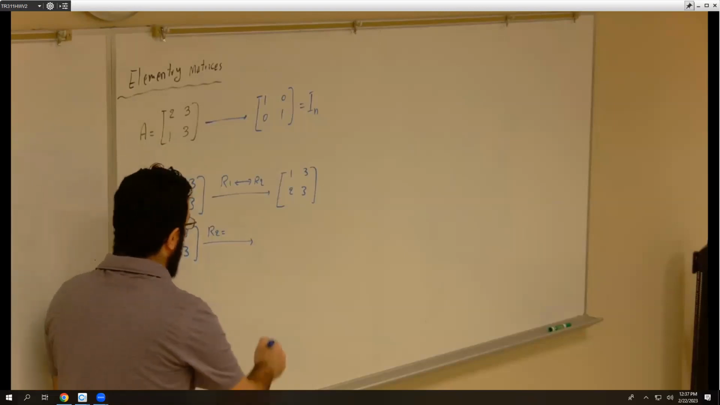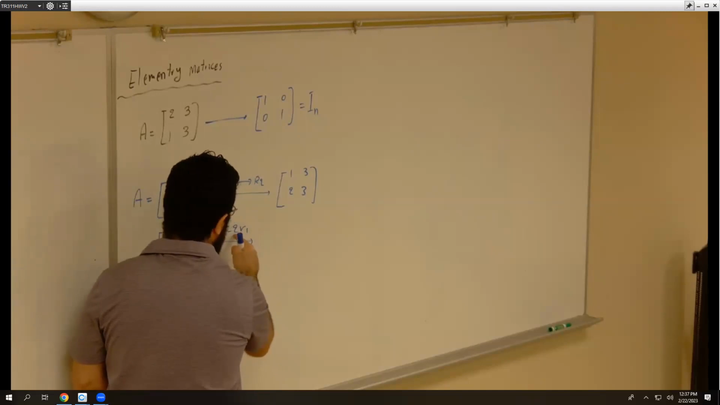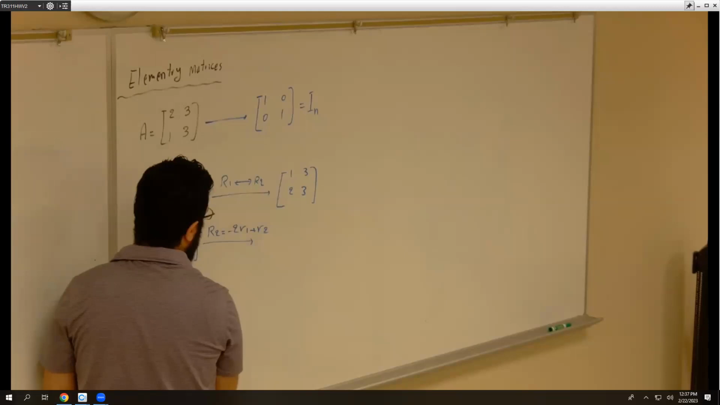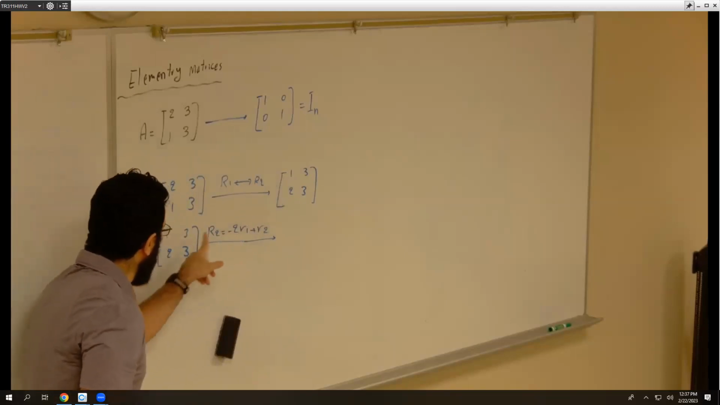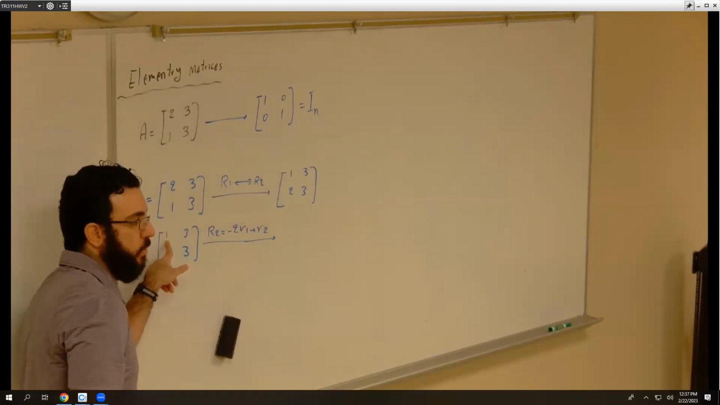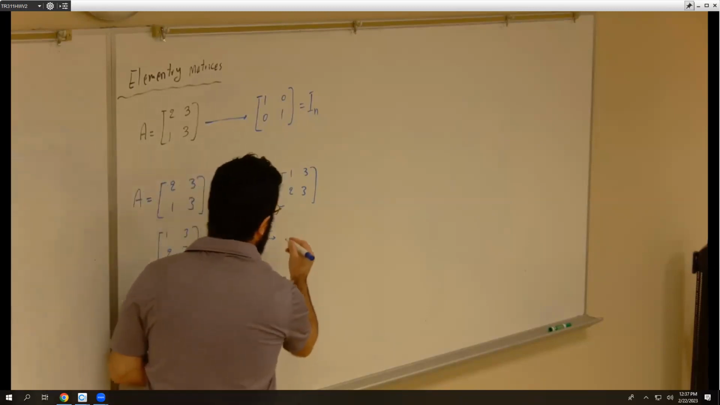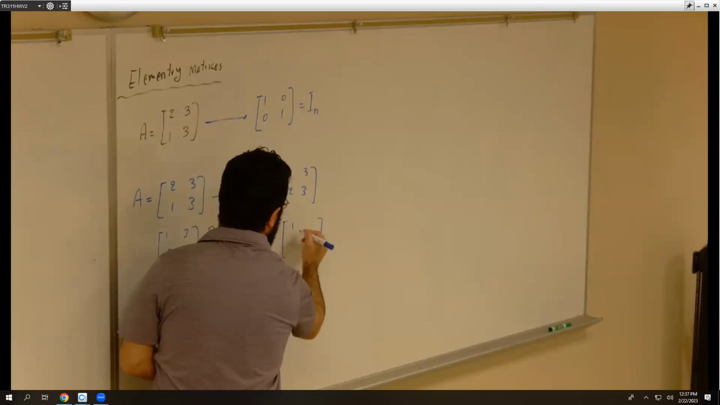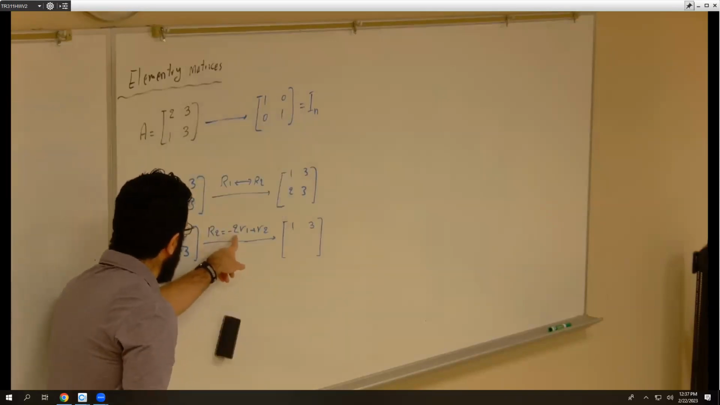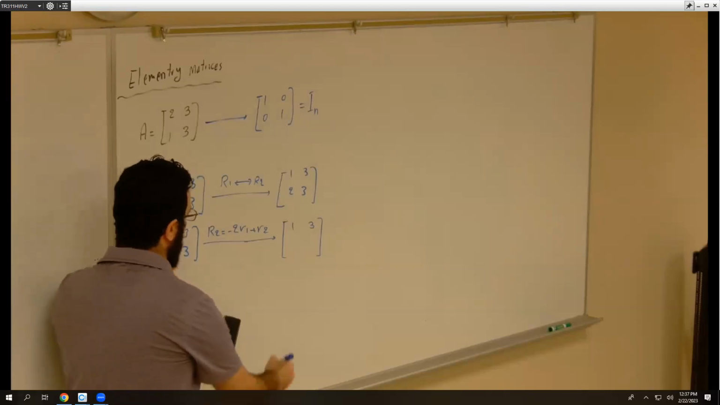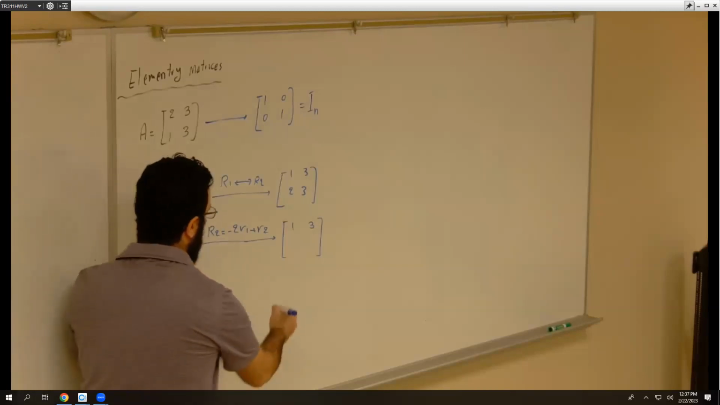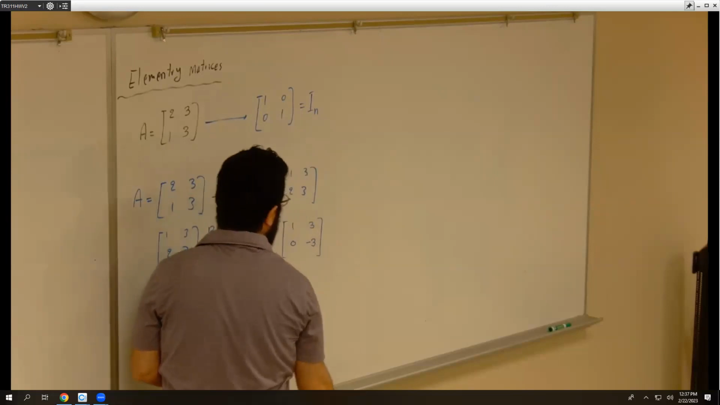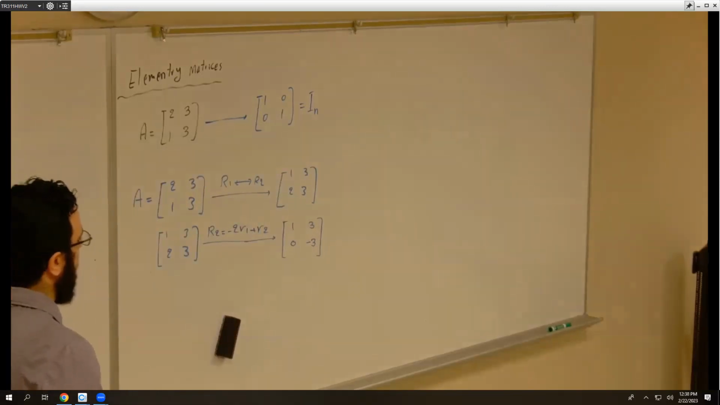multiply R1 by -2 and add it to R2. If I do this operation, -2 times 1 is -2, plus 2 is going to be 0. So my second matrix: here is the first row. The second row is going to be -2 times 1, -2 plus 2 is 0. -2 times 3 is -6, -6 plus 3 is -3. I'm done with the second operation.